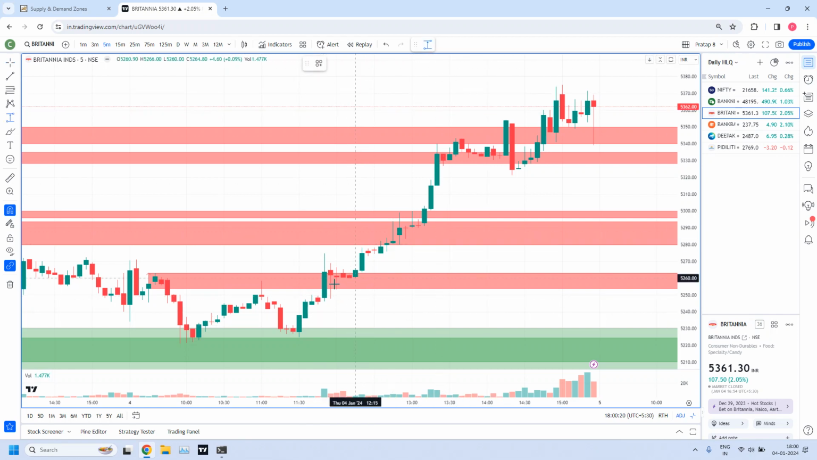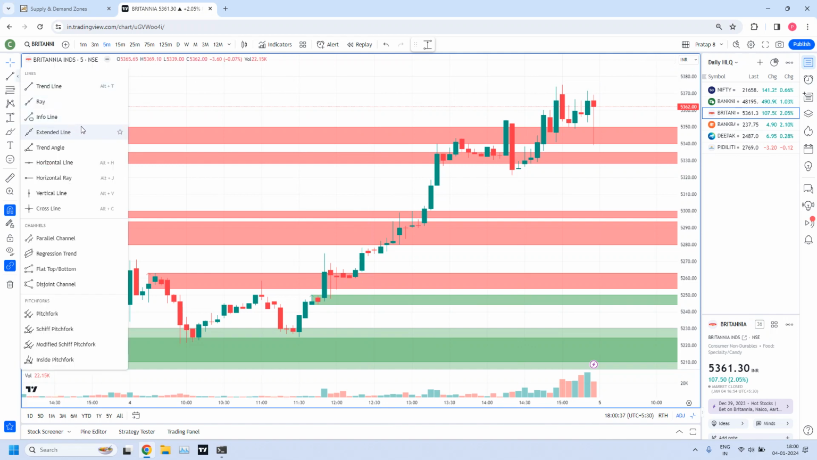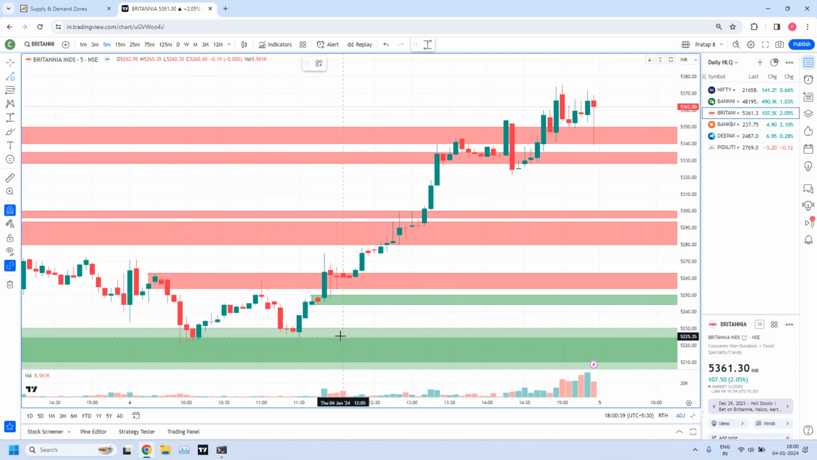So with that confidence, what can you do? Draw the demand zone. This is the 5 minutes demand zone I am drawing. So what is the goal? If this 5 minutes demand zone is violated, you immediately exit from your trade. That means you will get your profit margin from here to here. Let me draw an info line. Now this is only going to be your new profit.